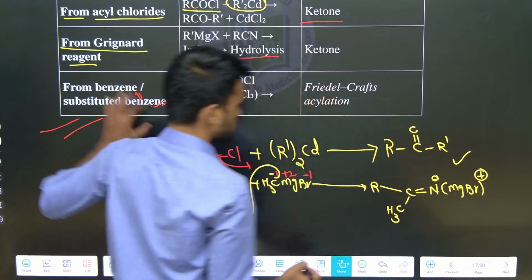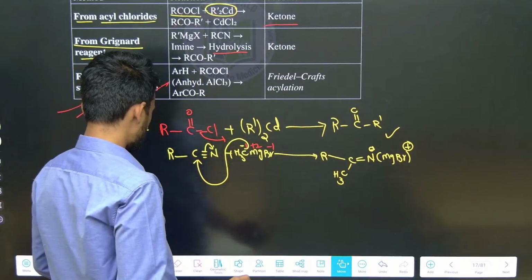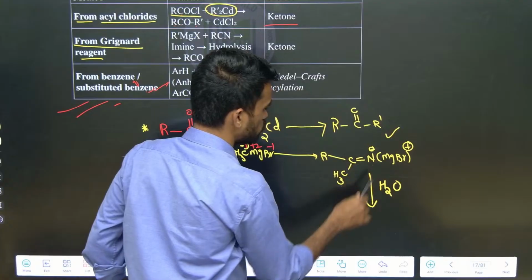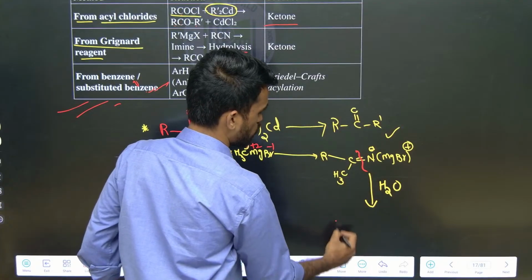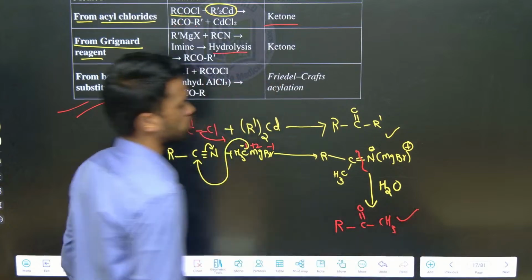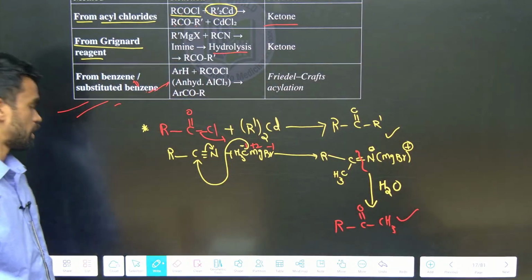So these imine salts upon hydrolysis, what are we doing? Adding water, which gives you the respective ketone product, like R-C double bond O-CH3. This is how you need to perform the reaction.